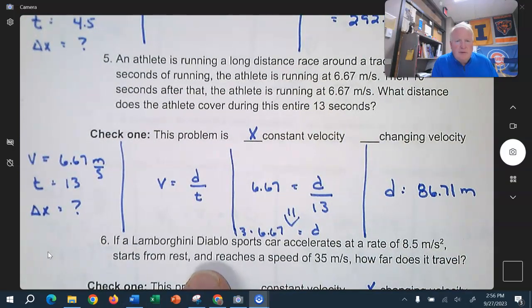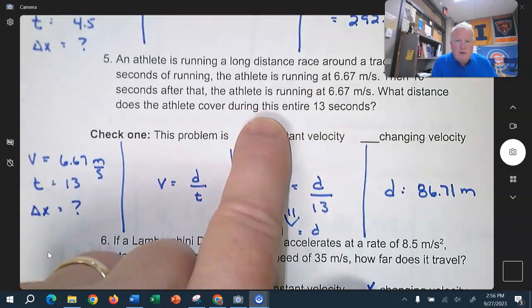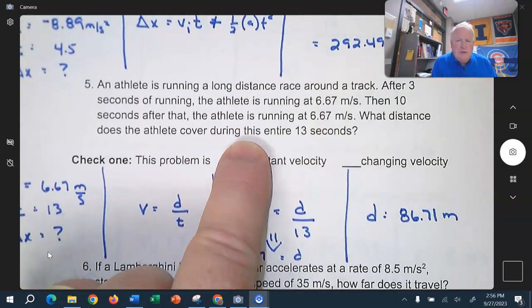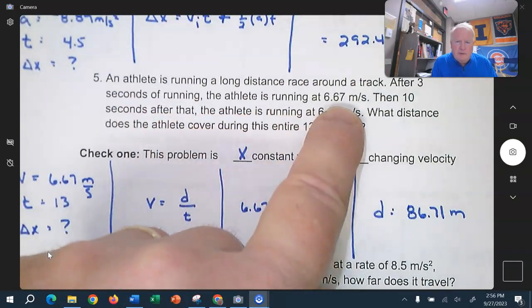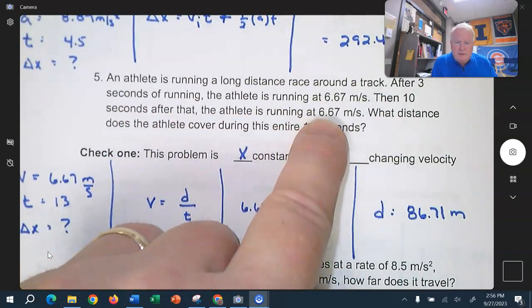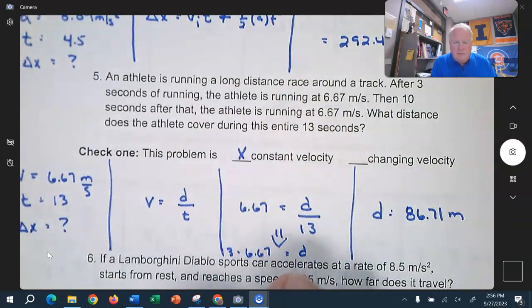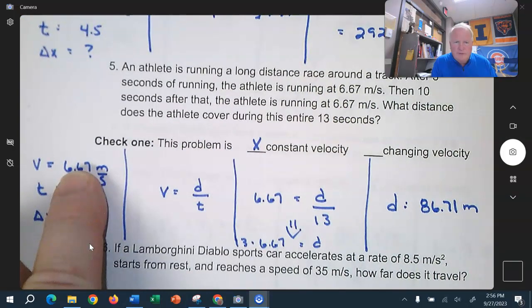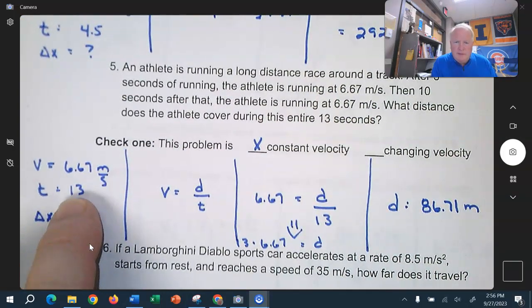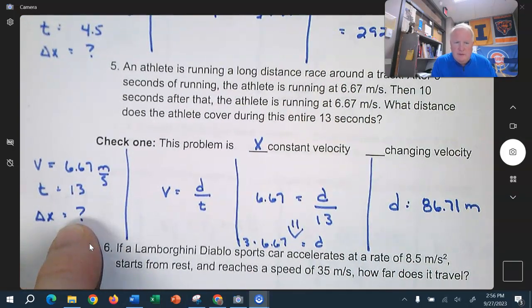So this one is really back to simple in that when we do actually read through all of this, and some of the wording is kind of weird, I agree with you. After 3 seconds, they're running 6.67. After 10 seconds, they're still running 6.67. So we have to assume that this person is running at a constant velocity of 6.67. The time is 13, and they want to know the distance.